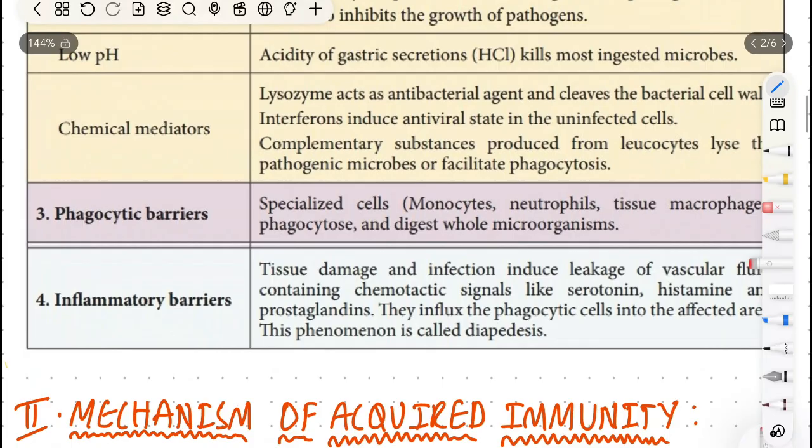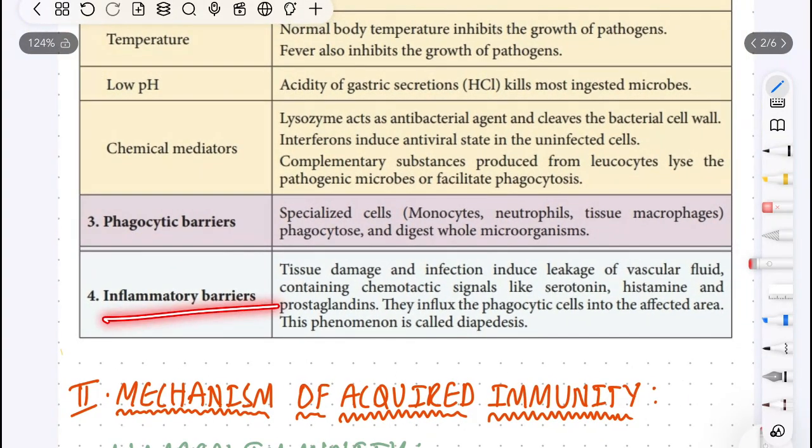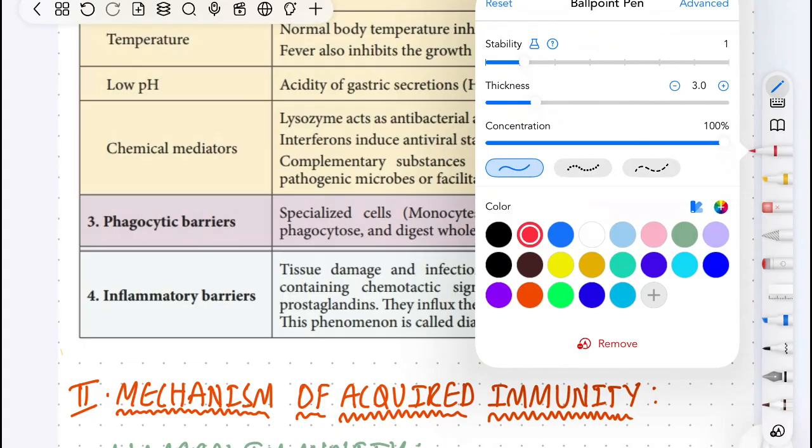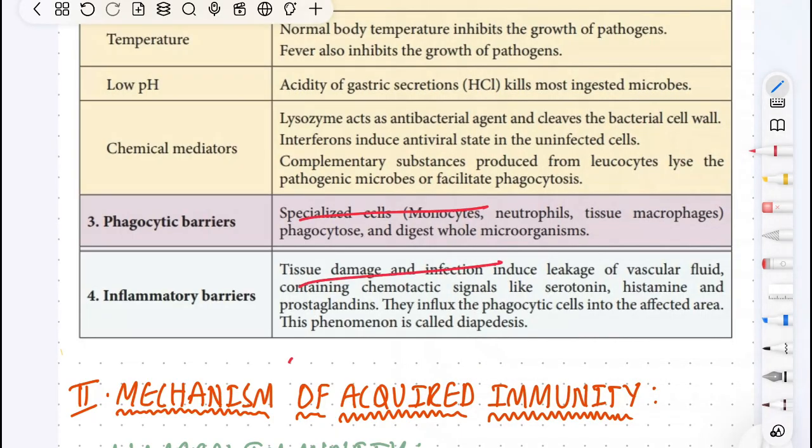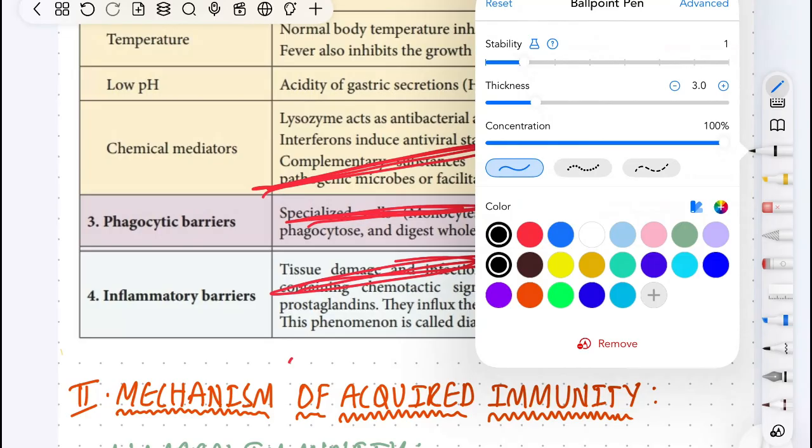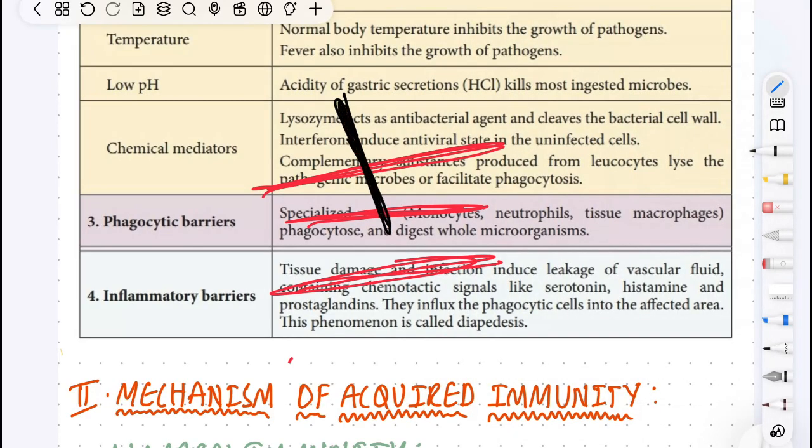So what happens exactly in this inflammatory barrier is when there is a tissue damage or an infection. Suppose think of this as a tissue or a blood vessel. So this is a tissue, this is a blood vessel. When there is an injury here, there will be damage to the tissue as well as to the blood vessel, right?